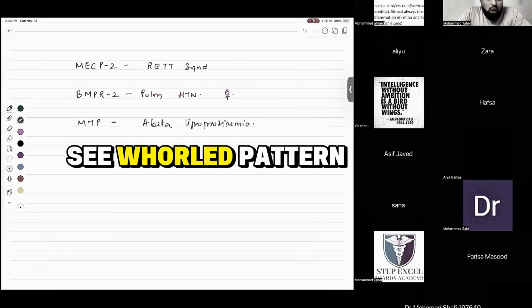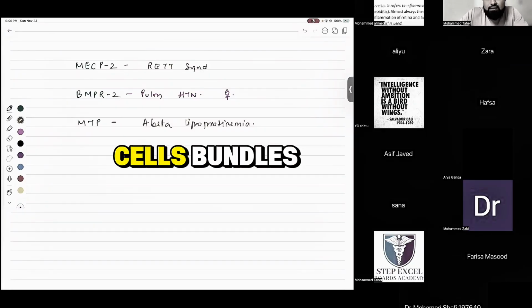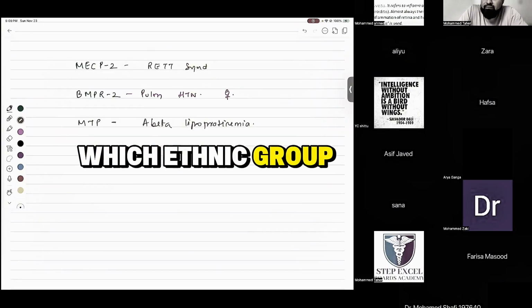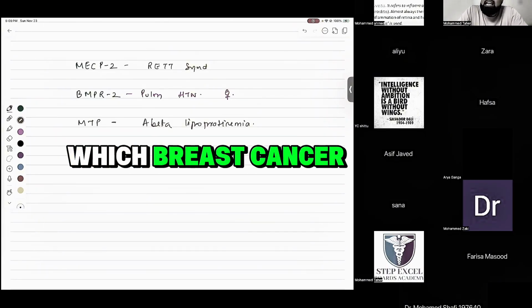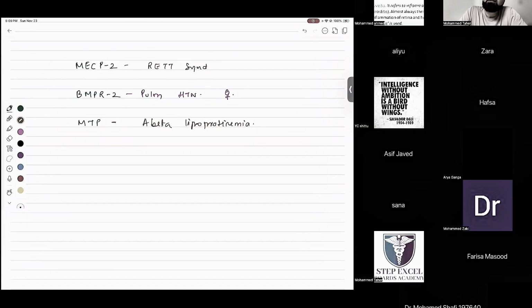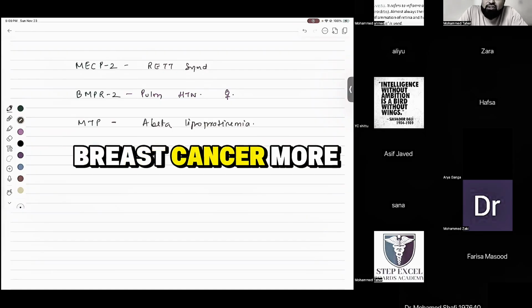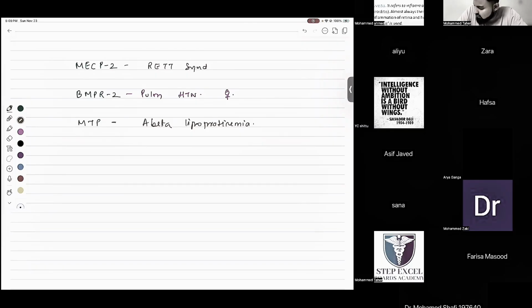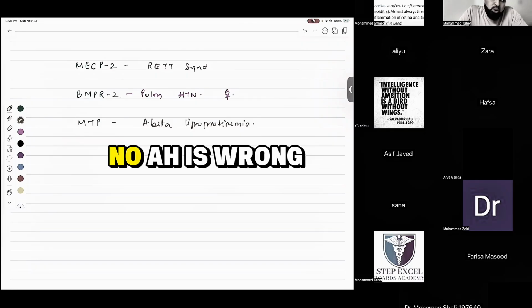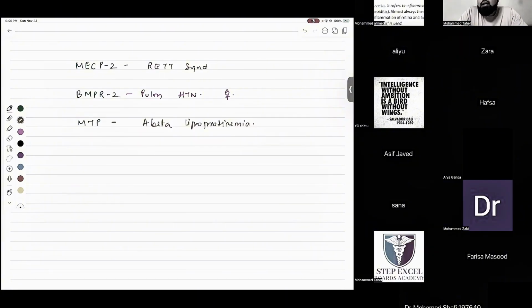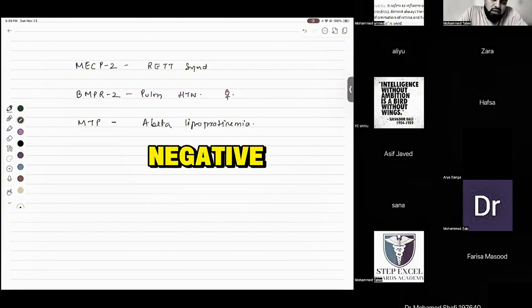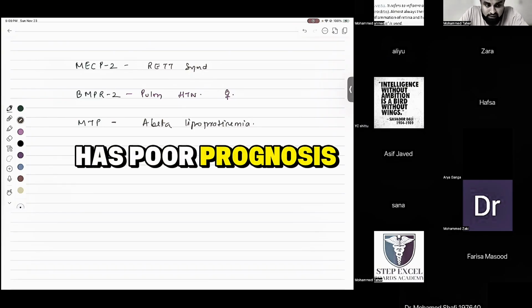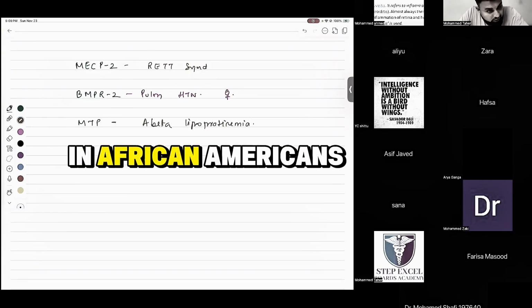Where do you see a whorled pattern of smooth muscle cells, bundles? Leiomyoma. Leiomyoma is more commonly seen in which ethnic group? African American. Which cancer is more common in African Americans? Third question: which breast cancer is more common in African Americans and has a poor prognosis? Triple negative. Yes, triple negative type of breast cancer has poor prognosis, and that is more commonly seen in African Americans.